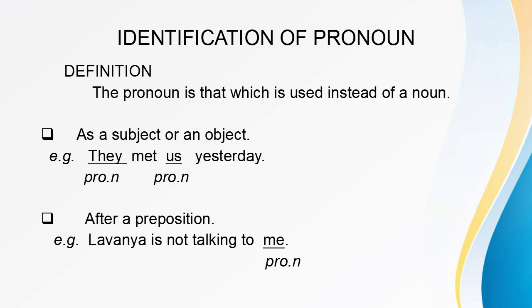Dear students, now let us go for the pronoun. How to identify a pronoun in a given sentence. But before that, let us discuss the definition of this pronoun. The pronoun is that which is used instead of a noun. Continuously, we can't use a noun in a sentence, in a paragraph, or in a prose piece, and we have to use the relevant pronoun instead of a noun.